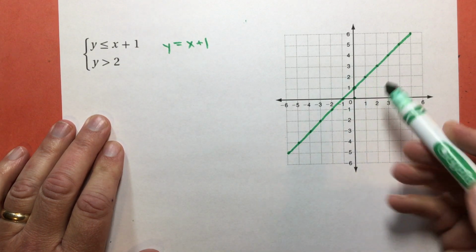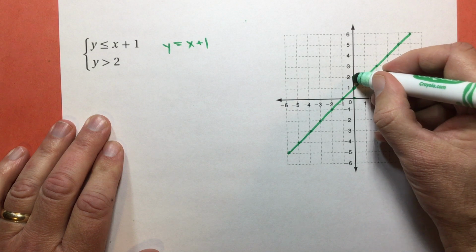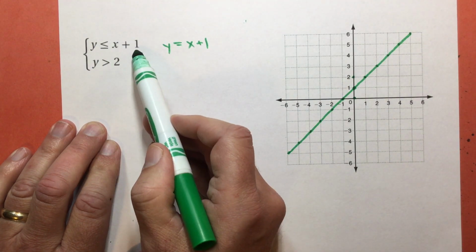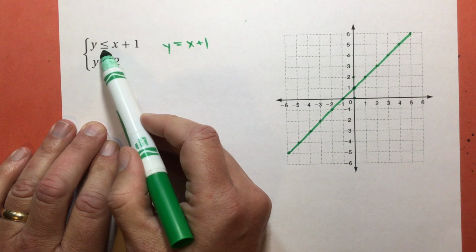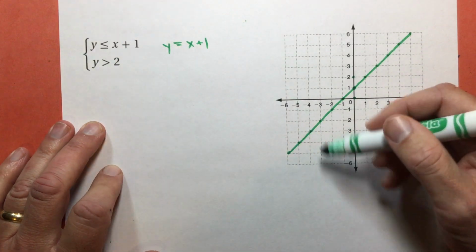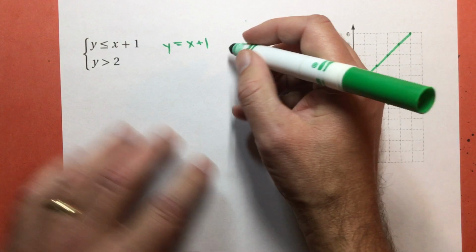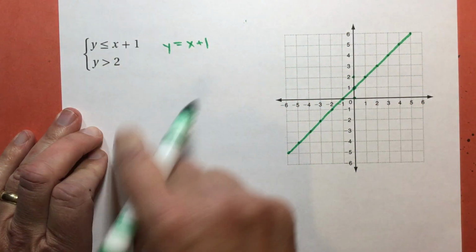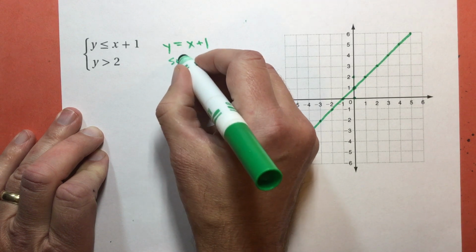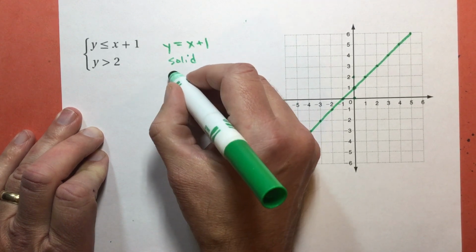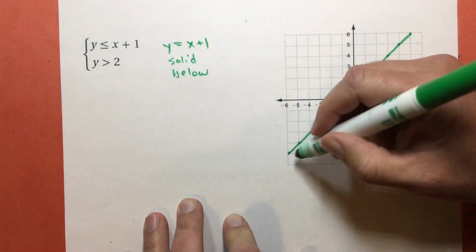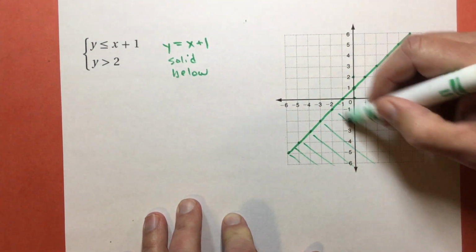Let's try it on the other side. That's below. Let's go above. Let's go to 0, 2. Is 2 less than 0 plus 1? No, 2 is not less than 1. So I'm going to shade below. So for the green one, and I'll put the other one down here, solid line, and I'm going to shade below. So it's going to look like this.